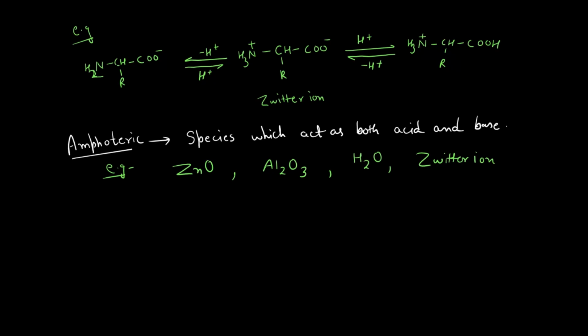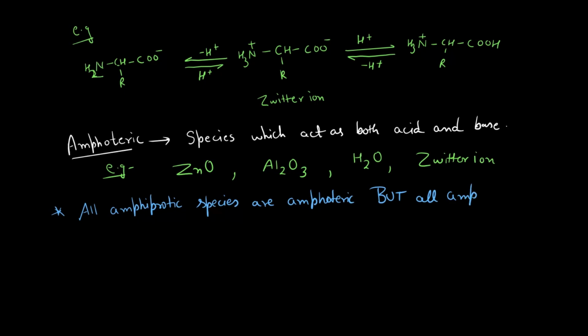So the very important point is that all amphiprotic species are amphoteric, but all amphoteric species may not be amphiprotic.